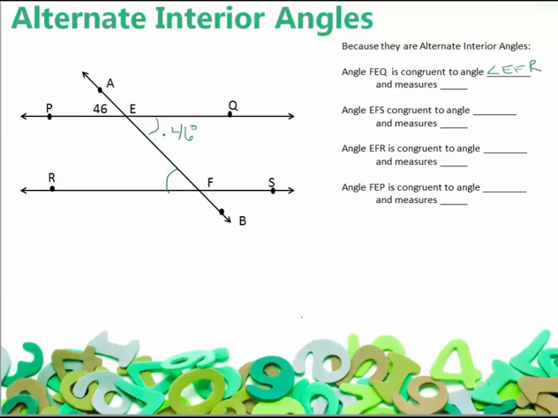And how do I know they're congruent? Well, because they're alternating interior angles. And they'll both measure 46 degrees because they're congruent. They're alternating interior. So they're both on the inside, and see they alternate sides of the transversal.